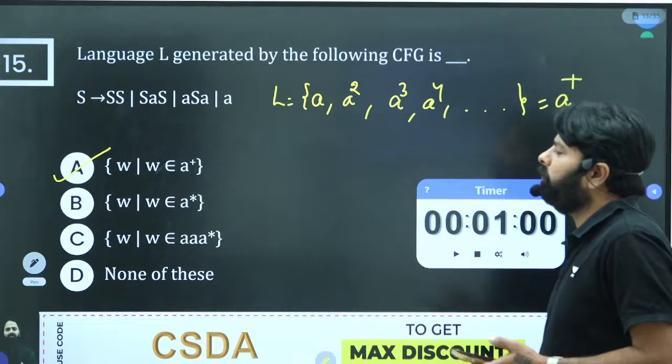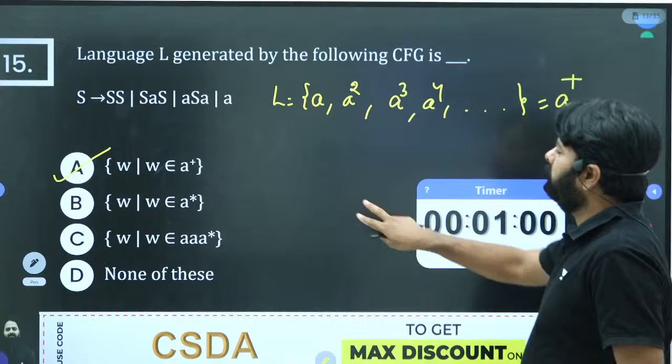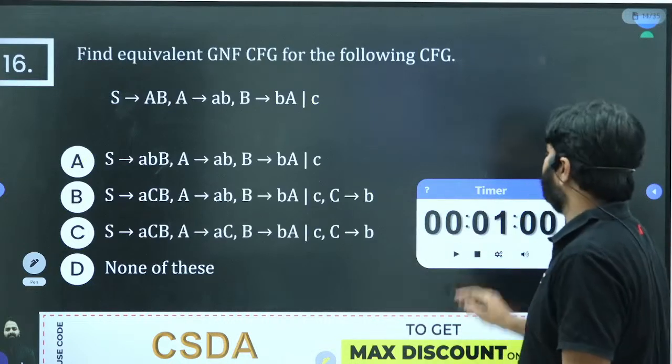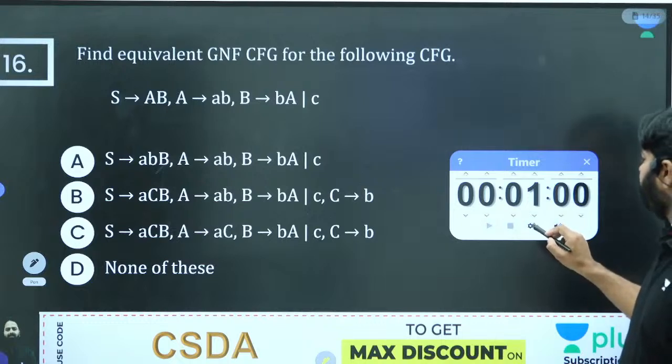So these two are homework questions. I thought you would practice these two questions. Now, a new question it is. If it looks lengthy, then take 2 minutes of time.